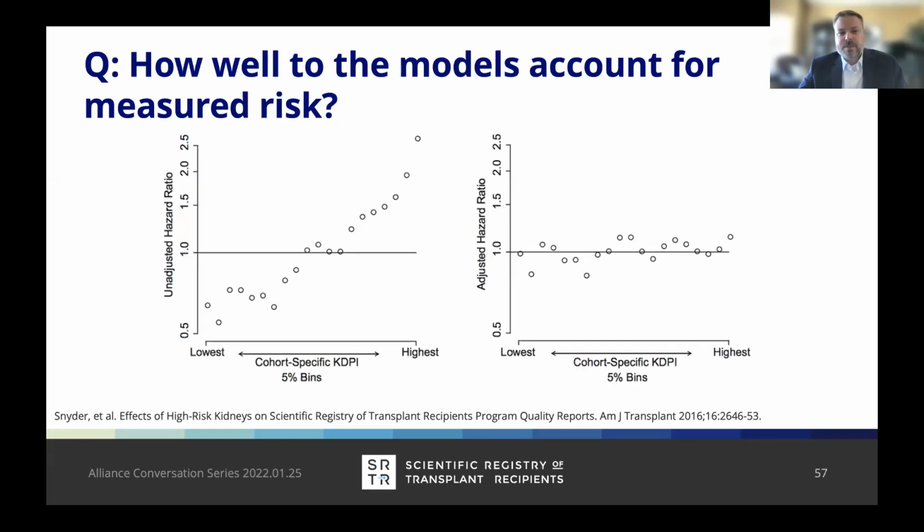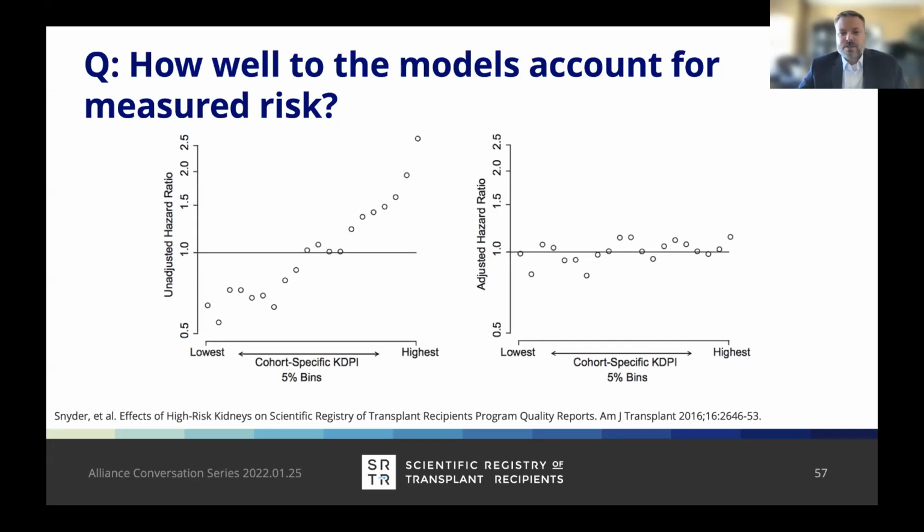And then on the other end of the spectrum, that program on the right takes the 5% of the riskiest donors, right? So that program just gets all of the worst donors. Those would be all KDPIs 95 and above. If we didn't adjust, that program to the right would look like they have failure rates 2.5 times the national average, okay? And the converse of that is true on the left.